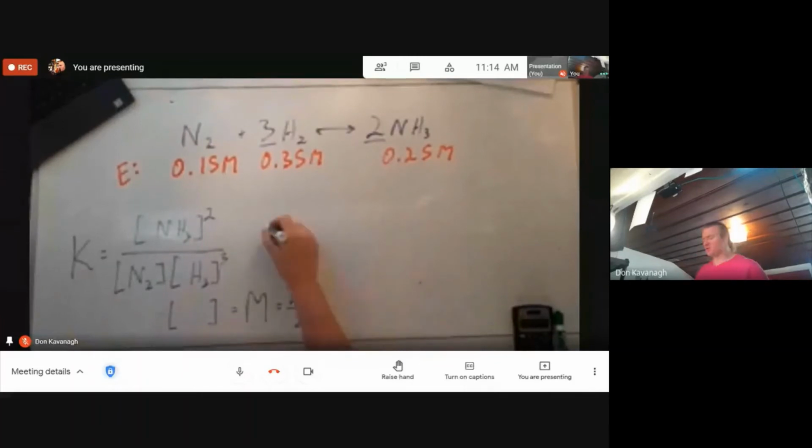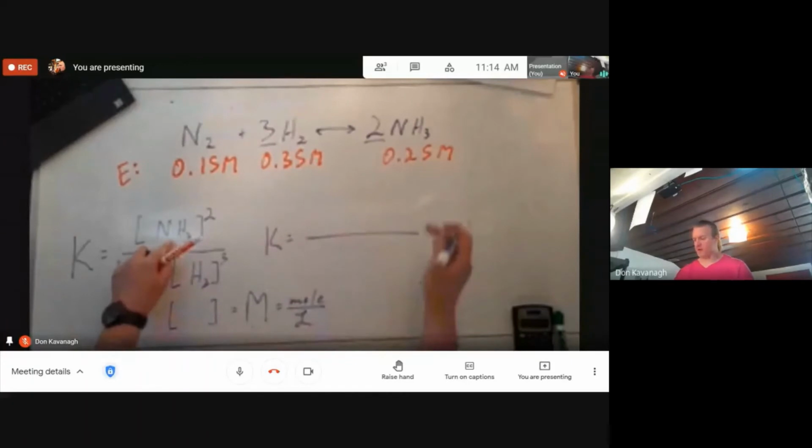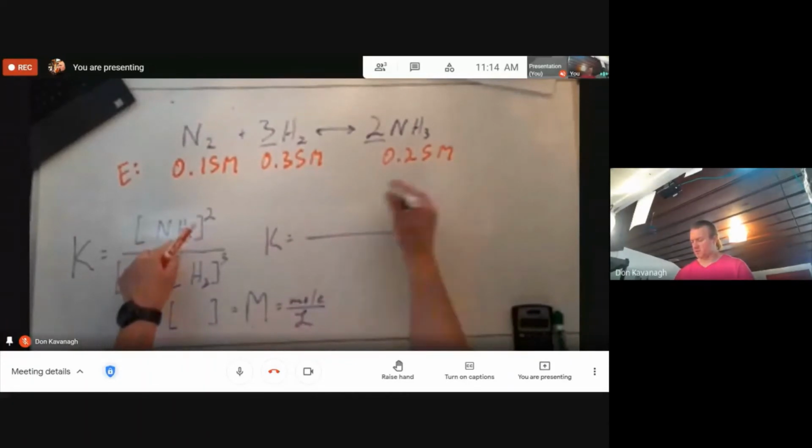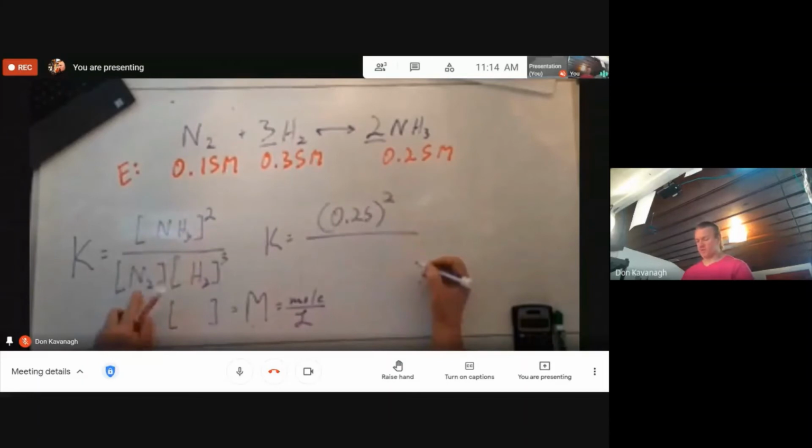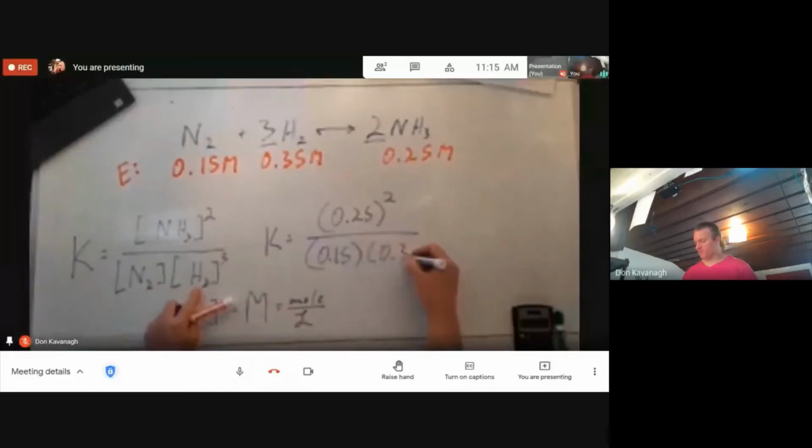So NH3, we're told the molarity is 0.25. For N2, don't forget the squares, those baby numbers. For the N2, we're told the molarity is 0.15. And for the H2, we're told the molarity is 0.35 cubed.